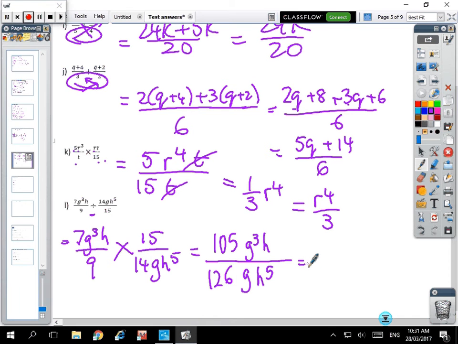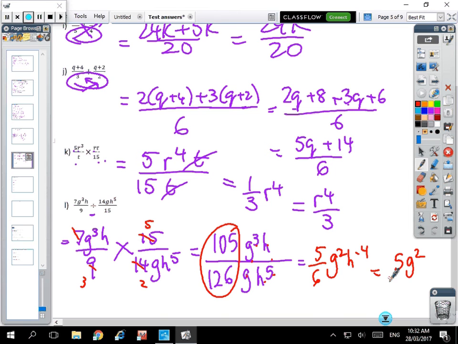So then use your calculator to cancel down the numbers. Cancelling down those numbers there on your calculator gives 5 over 6. g cubed divided by g is g squared. h divided by h to the 5 is h to the minus 4. So the answer is 5g squared over 6h to the 4.